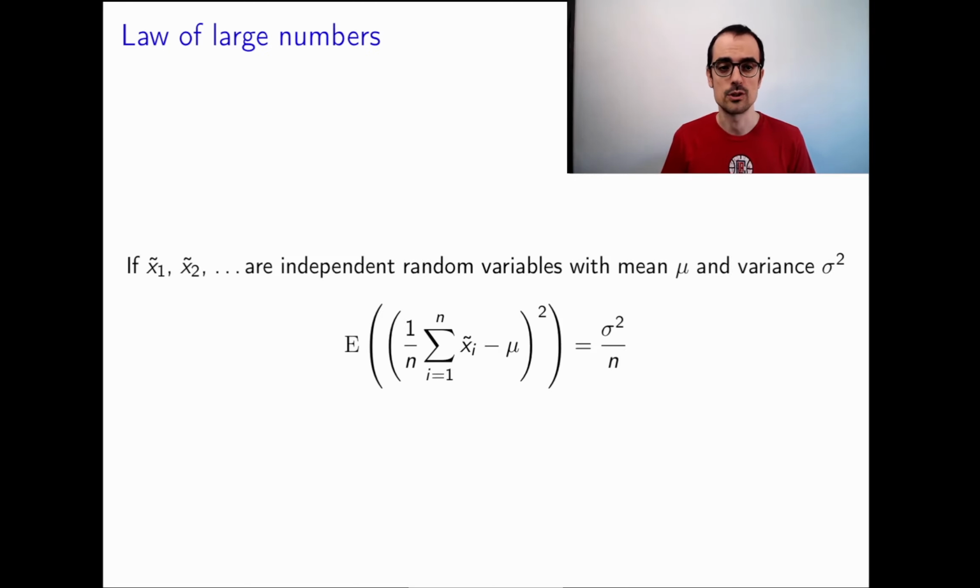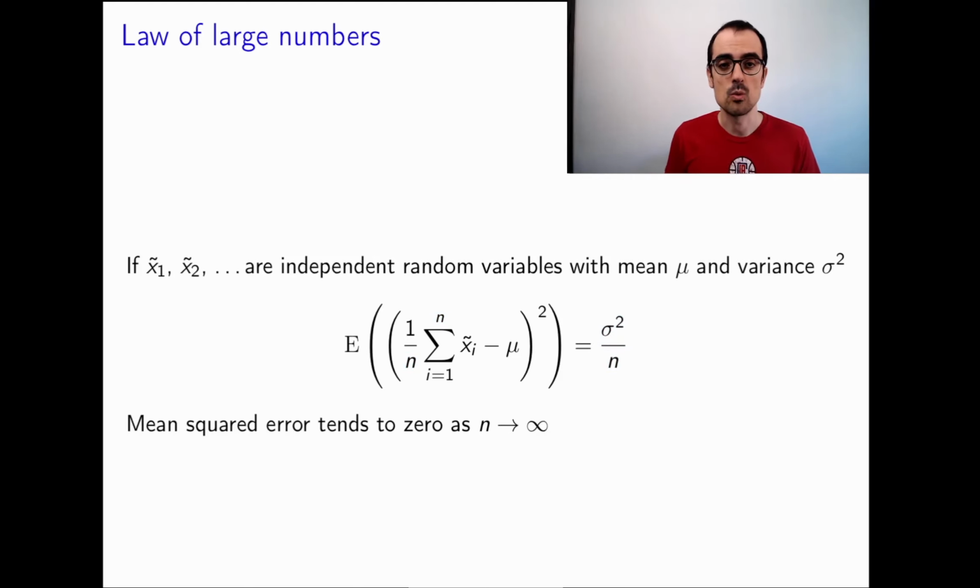In a previous video, we established the law of large numbers, which tells us that if we have some independent random variables with a certain bounded mean and bounded variance, then if we look at the deviation between the sample mean when we average over n of these random variables and the true mean mu, the mean squared error goes to 0 as n increases, and in particular it goes to 0 as the variance divided by n. So that's great, the mean squared error goes to 0.